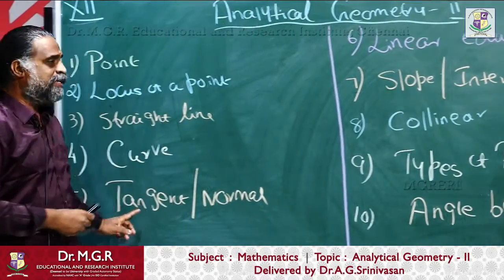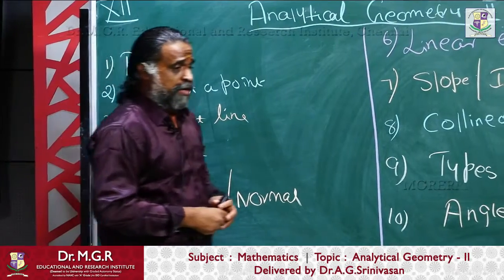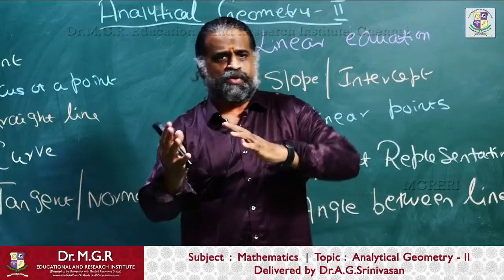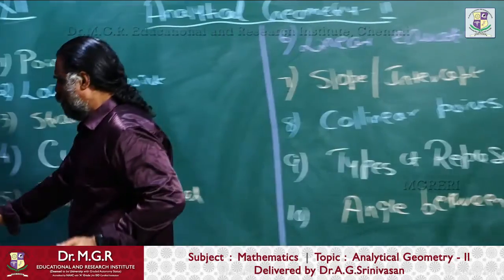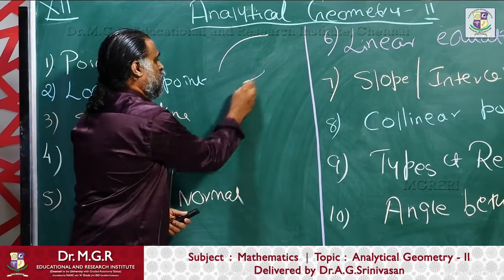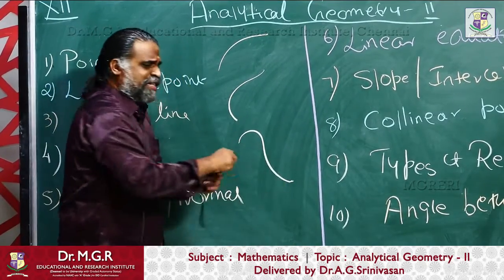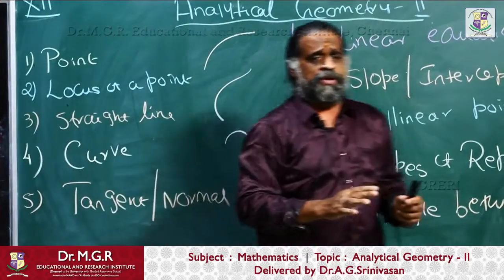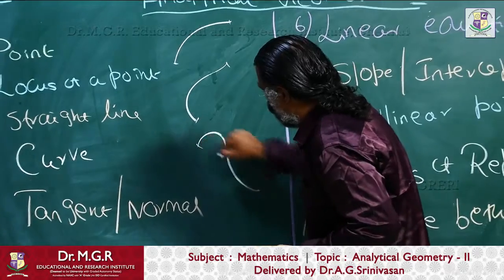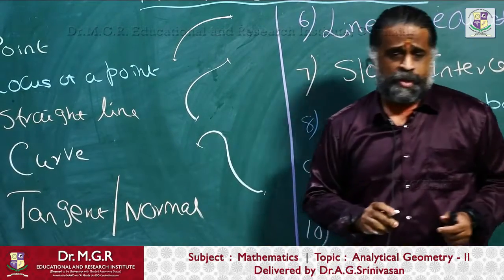Let's now go to the words tangent and normal. A curve may have a bend. Maybe I draw a small picture: this is a curve, this is a curve. So it's curving between 2 points, point A and point B.